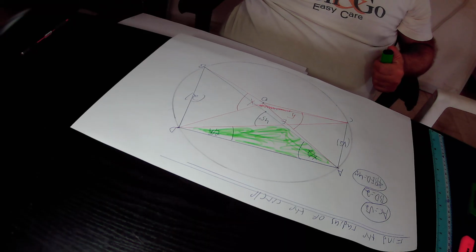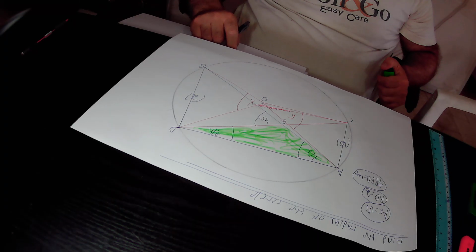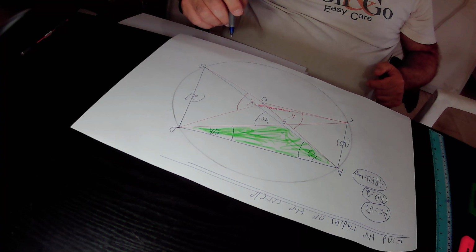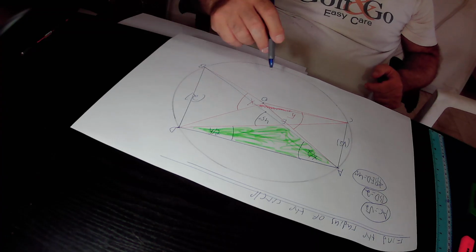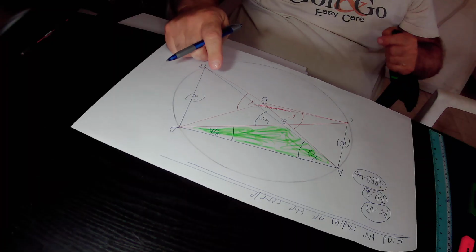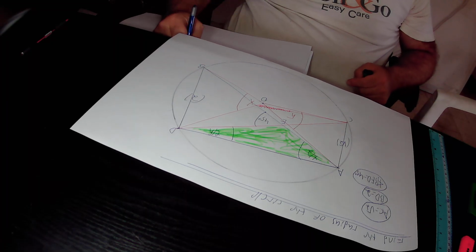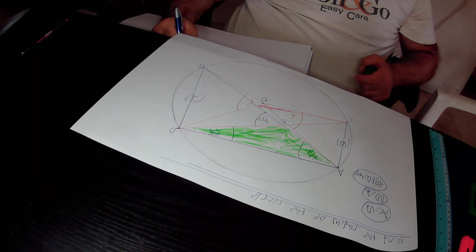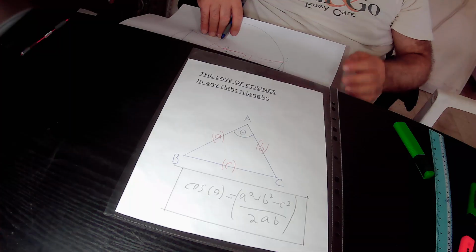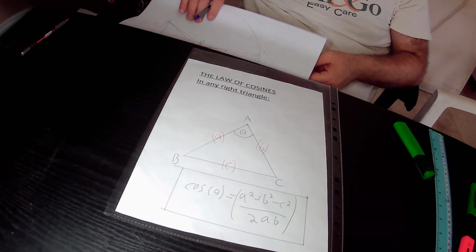In the next step, I'll quickly review the law of cosines, and then we'll implement it on triangle BOD and also on triangle OCA, on those two triangles. The law of cosines is true in any triangle.